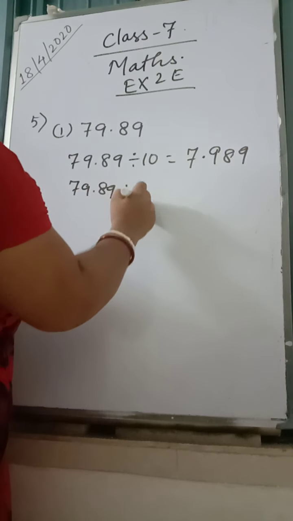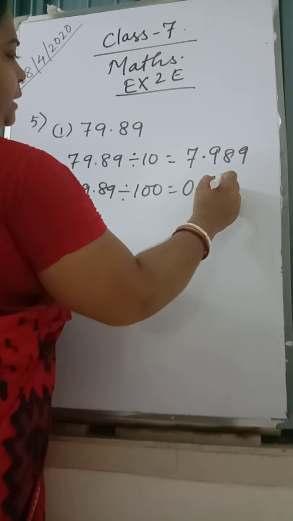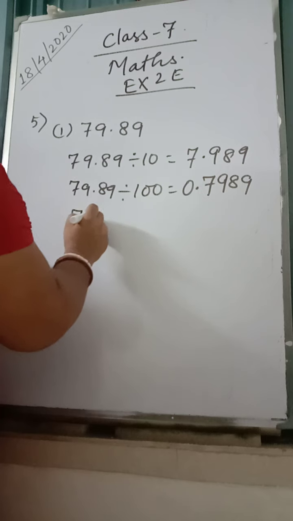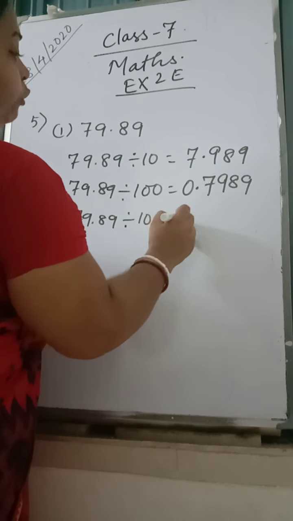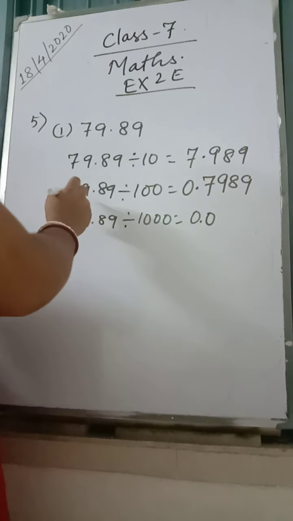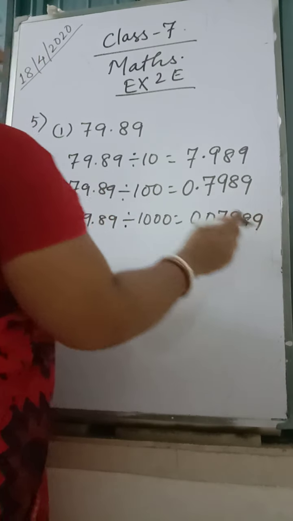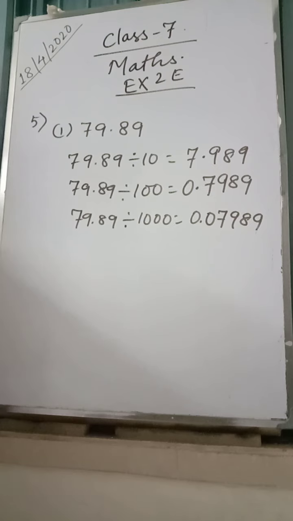79.89 divided by 100, so it will move two steps back, so it will be 0.7989. And 79.89 divided by 1000, it will move three steps back, so I didn't have any number in the third step, so I'll be using a 0. In multiplication it was moving to the right side, in division it moved to the left side, it moved backward.